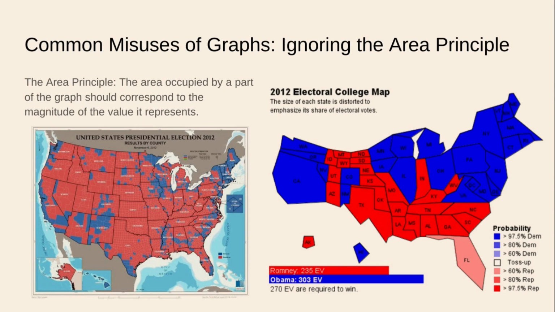Now we're going to talk about the misuse of graphs, ignoring the area principle. Every election, if you're on social media, you're going to see a graph that looks something like this. And it's going to be usually from someone who is, I'm not making a political stance right here, of course, just saying what I usually see on social media. That someone of a conservative bent is saying, look how much of the country is red.